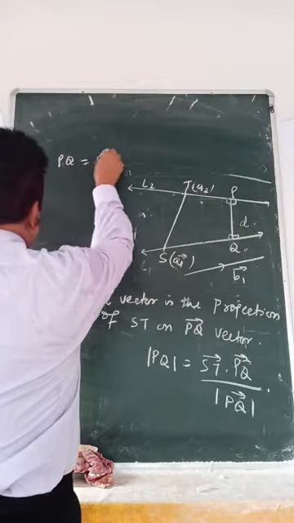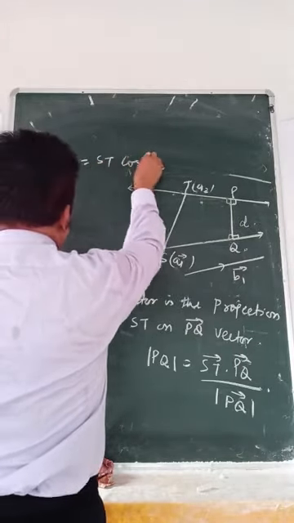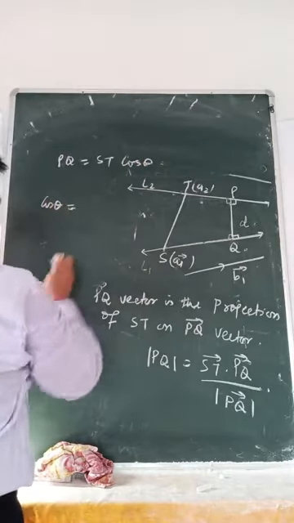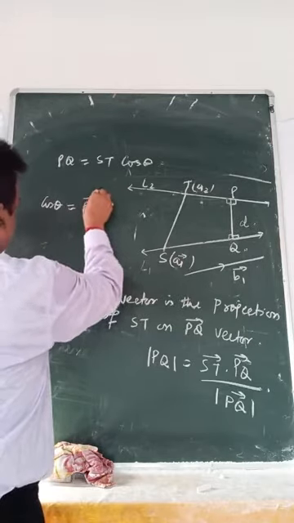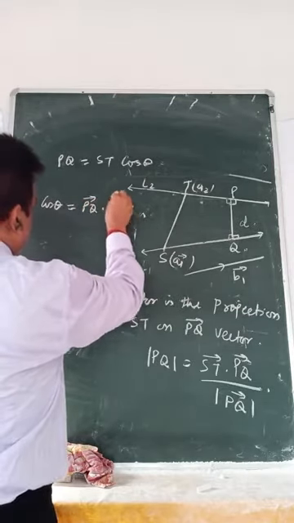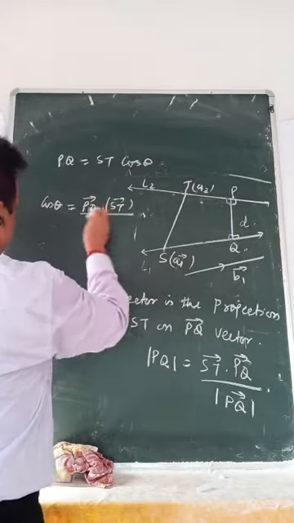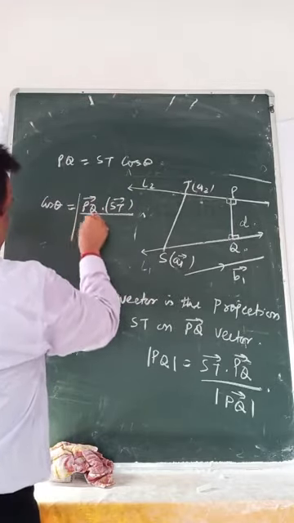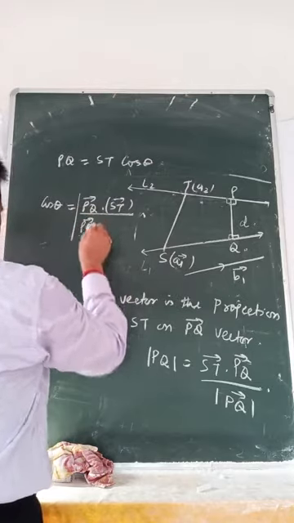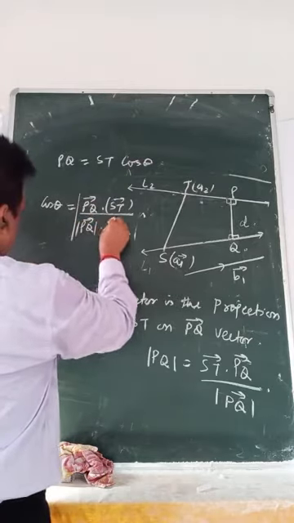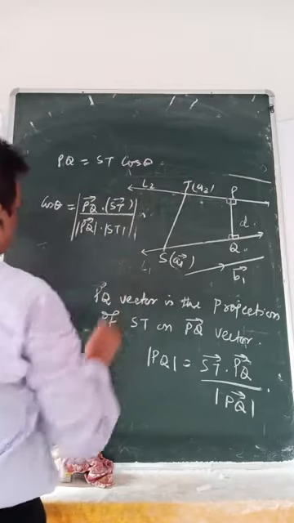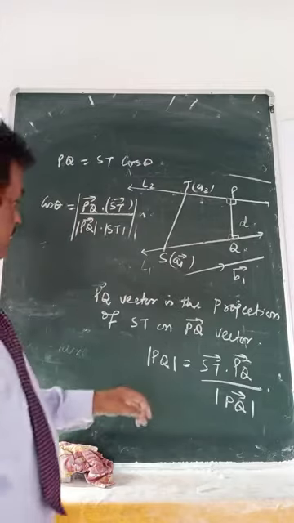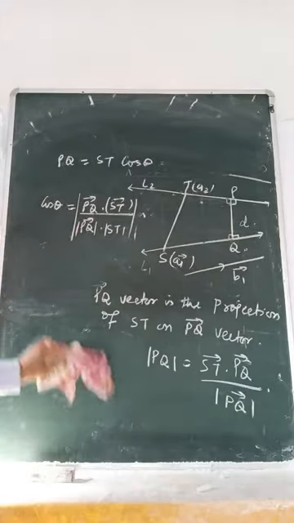PQ equals ST cos theta, and cos theta equals the dot product of PQ and ST divided by the product of their moduli. This is the definition, where theta is the angle between them. Okay, now back to our point. If I write this, what shall I get?